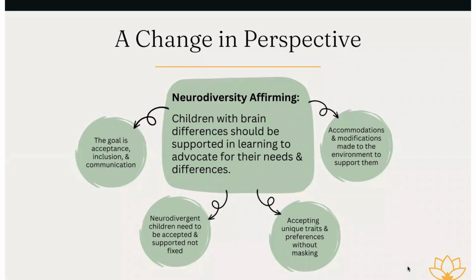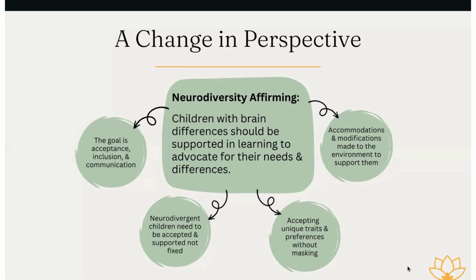So you would look more for accommodations and modifications made to the environment rather than trying to push the child to adapt themselves to the environment that they're in. It would look at accepting unique traits and preferences without masking. So rather than trying to push the child to act normal, they would teach them to communicate their needs and their differences so that they can be accepted as they are with their traits.